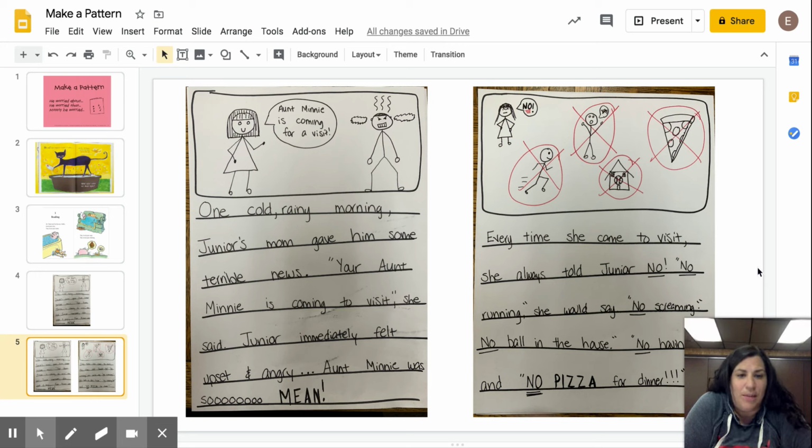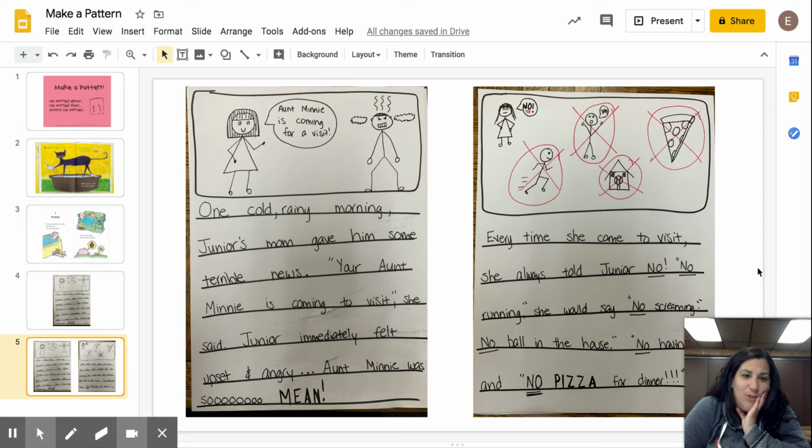Every time she comes to visit, she always told Junior no. No running, she would say. No screaming. No ball in the house. No having fun. And no pizza for dinner. Aunt Minnie telling Junior no pizza for dinner? Hello, he loves pizza. That's his favorite thing.